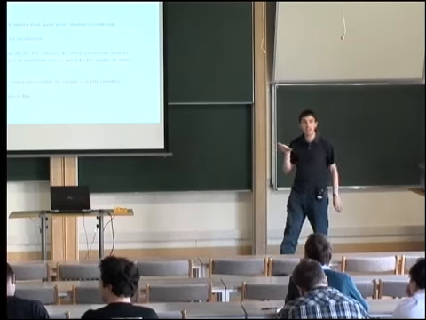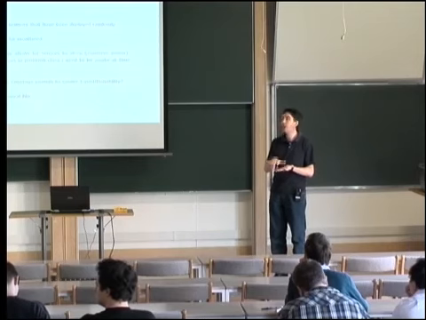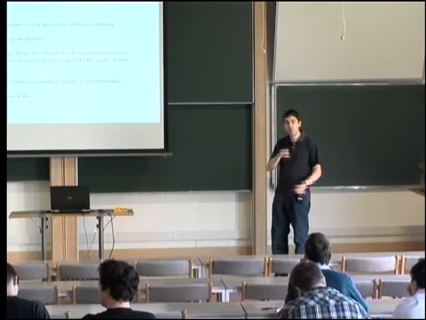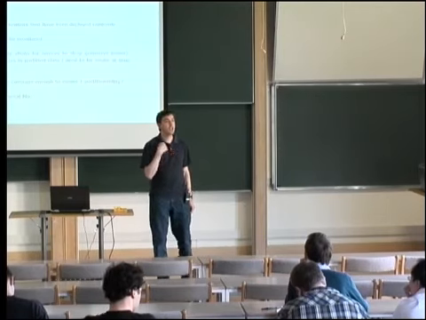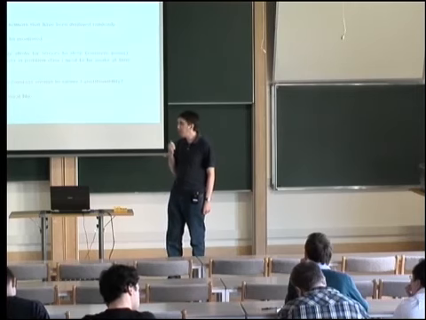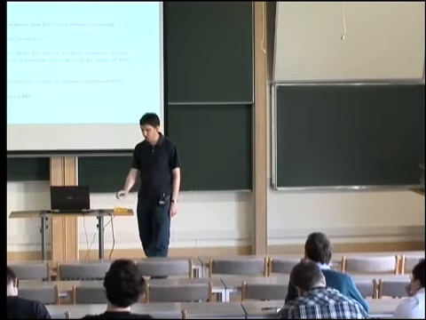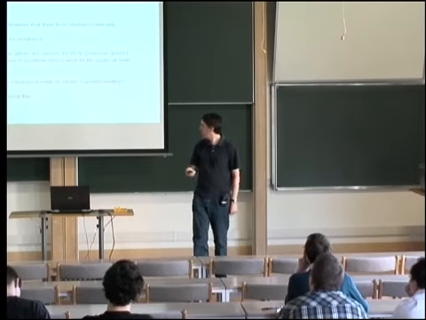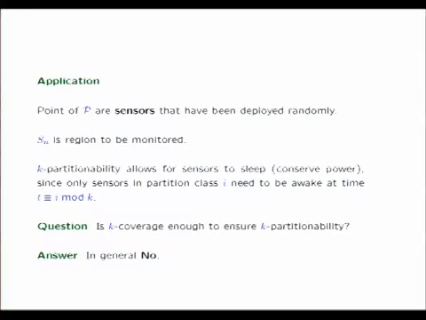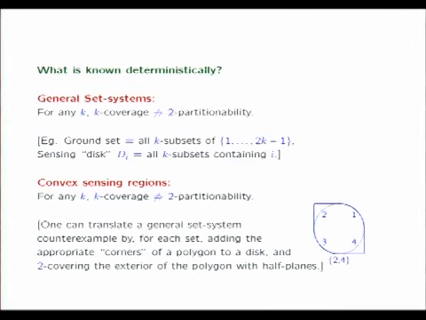Now, I said that if you could partition them into k groups, you've got k coverage. But what about the converse? What happens if we know it's k covered? Can we partition them into k groups? And the answer, of course, is no, in general. So let's give some examples. This is just deterministic, there's no randomness involved.